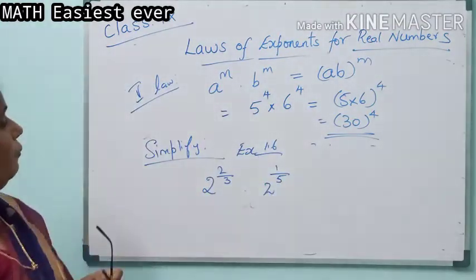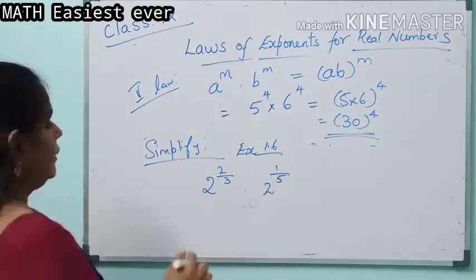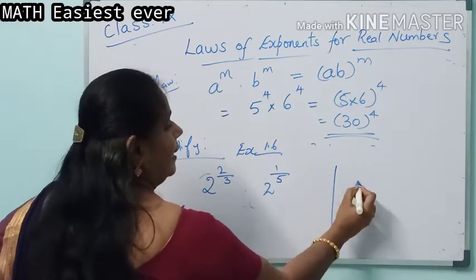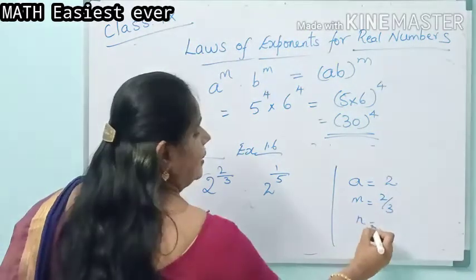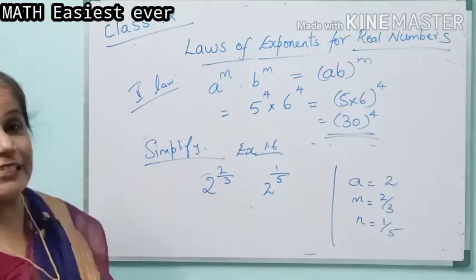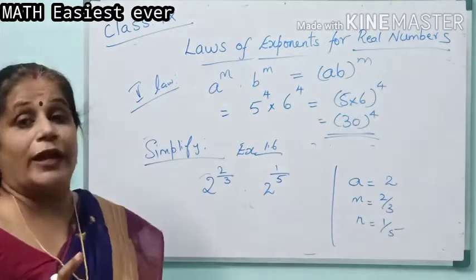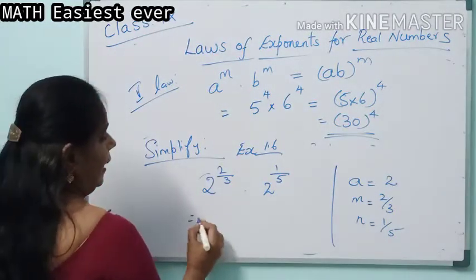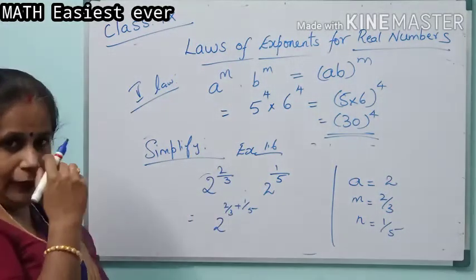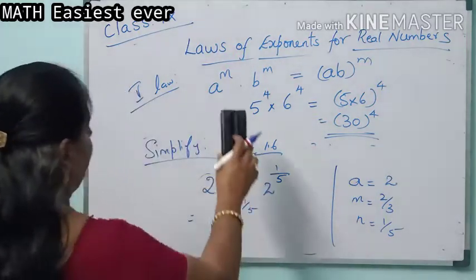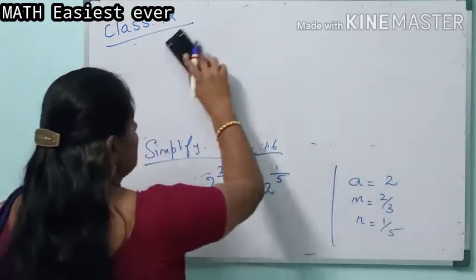Here which law do you use? a raised to m into a raised to n. So the base is a here. Which is a here? a is 2. Your m is 2 by 3 and your n is 1 by 5. So you just check it is of which law. The law is law 1. a^m into a^n. So what will you get here? a raised to m plus n. So 2 raised to 2 by 3 plus 1 by 5.